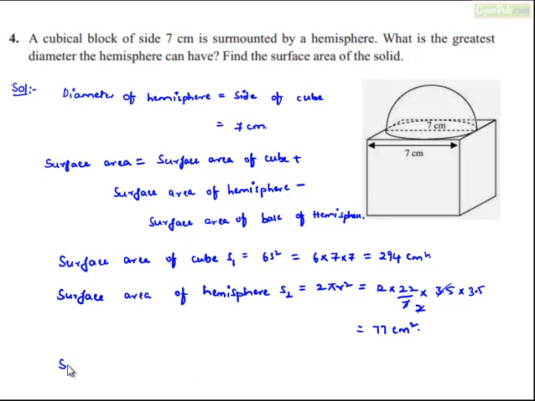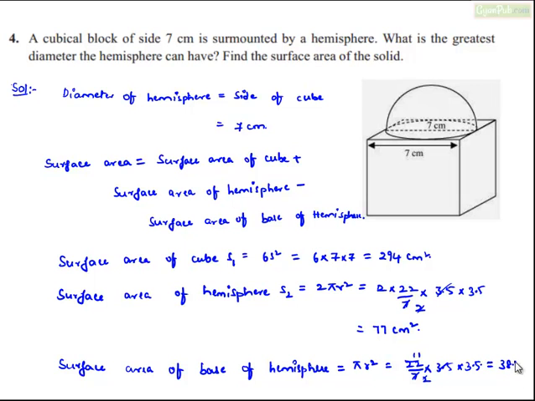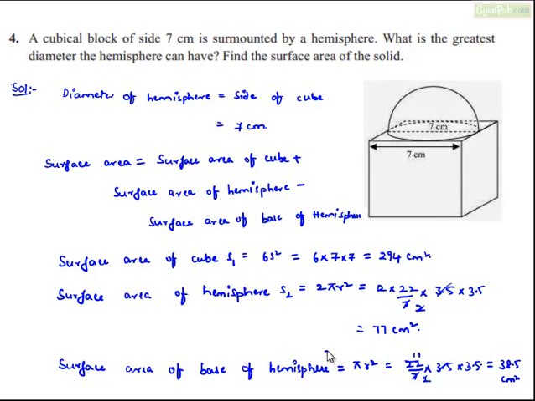And now surface area of base of hemisphere is equal to pi r square, which is equal to 22 by 7 into r square. Here it is 3.5 into 3.5. Here 3.5 goes in 7 2 times and 2 goes in 22 11 times. So that is 11 times 3.5, which is 38.5 centimeter square. Let it be S3.